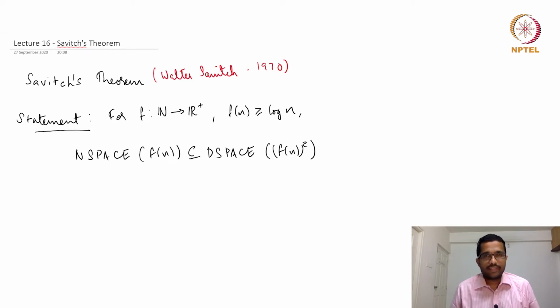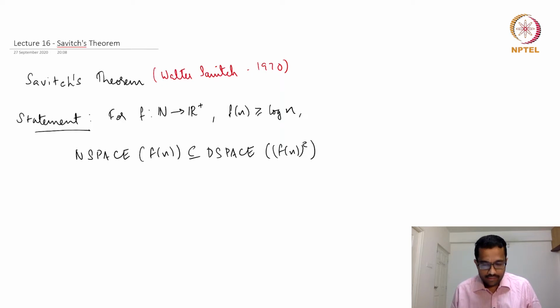Hello and welcome to lecture 16 of the course Computational Complexity. In this lecture, we will see Savitch's theorem. This was discovered, or proved, by Walter Savitch in 1970.